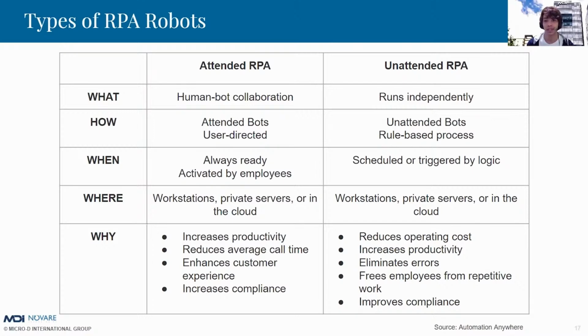Because of this, attended RPA solutions have to be installed on individual workstations, because they are also used for handling tasks of individual employees. On the other hand, we have unattended RPA. Unattended RPA is a type of RPA that does not require any supervision in order to work. They can run independently without the need for human intervention.